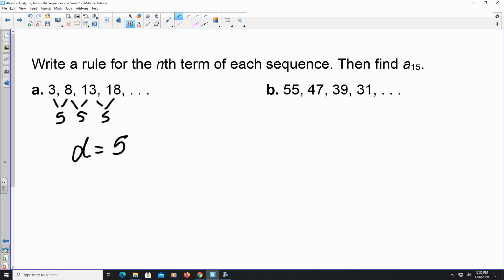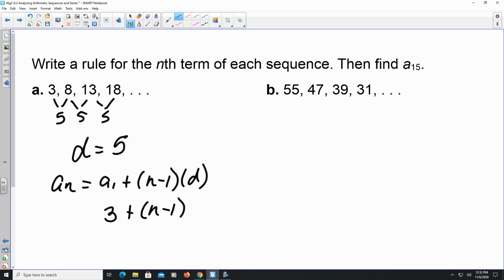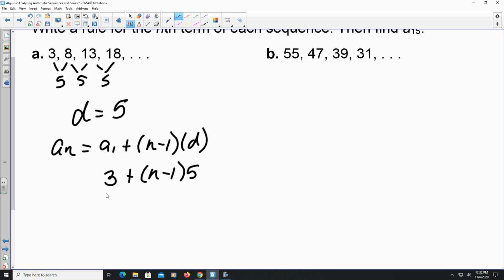So going back to using the formula, a sub n equals a sub 1 plus n minus 1 times d. Well, I know what a sub 1 is, that's 3, plus n minus 1 times 5. So here, I can distribute the 5. Now I get 3 plus 5n minus 5, combining like terms, and I'm just going to rewrite it in standard form. So my rule for a sub n is going to be 5n minus 2.